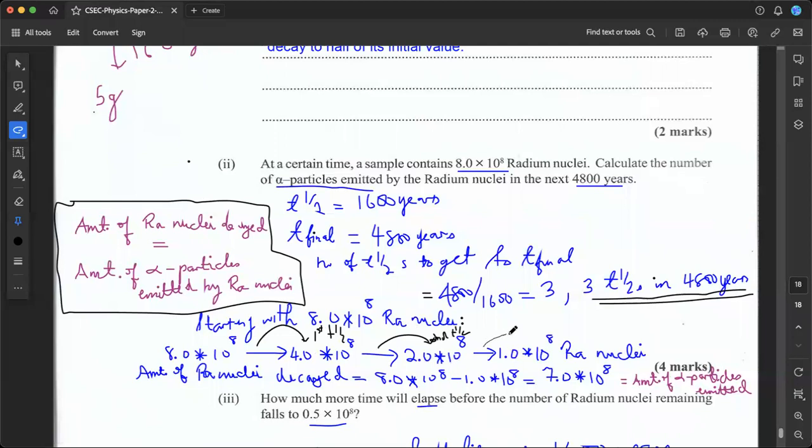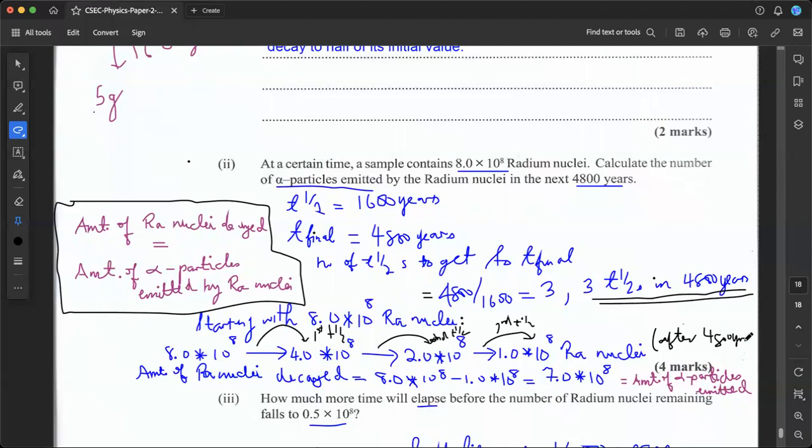Then I'm going to go through my third and final half-life to get to this 4,800 years. So this is my third T half that got me to this point. I'm going to go from 2 to 1 because I'm halving whatever I had after the second half-life. So I end up with 1.0 times 10 to the 8 radium nuclei after the 3 half-lives, which is after 4,800 years.